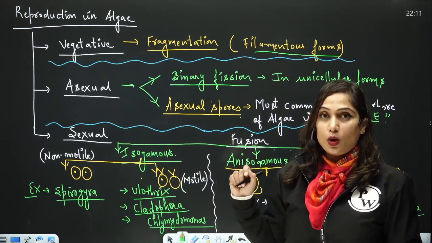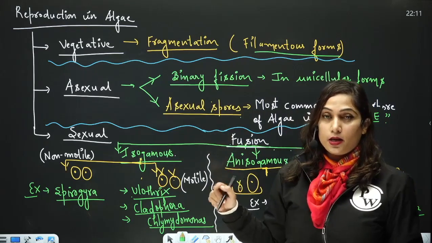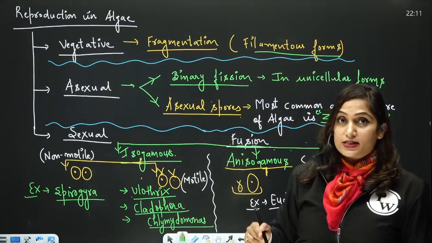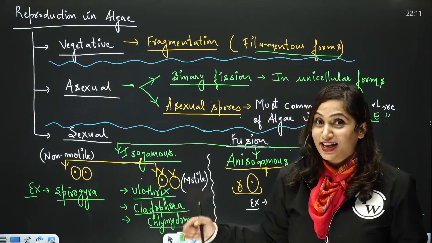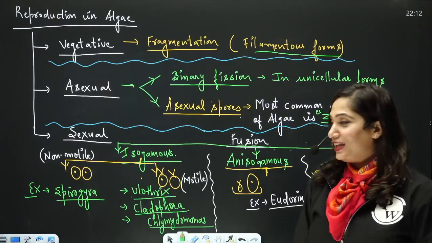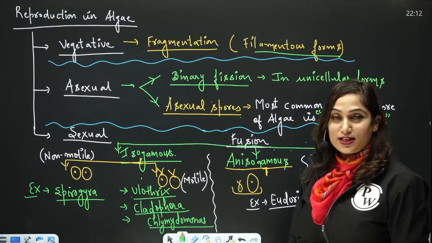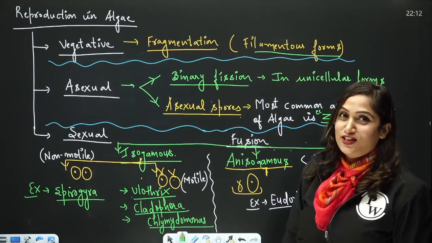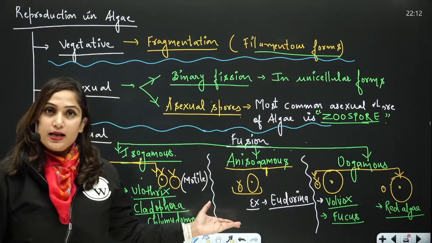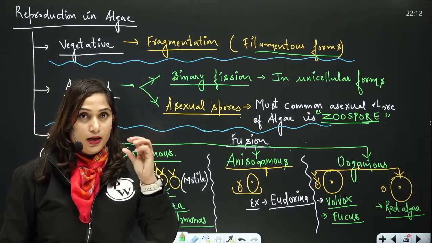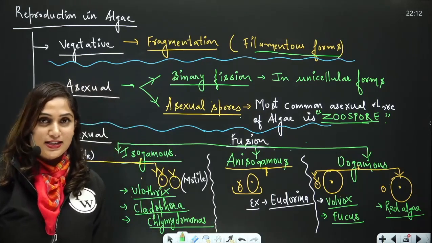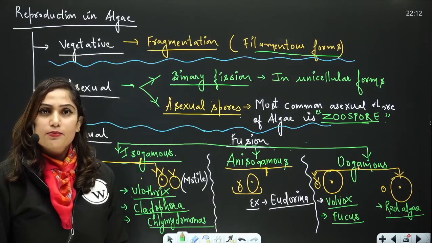Spirogyra has: option 1, similar flagellated gametes; dissimilar non-flagellated gametes; similar flagellated or dissimilar non-flagellated. What would be your answer? Spirogyra has similar gametes, but they are non-flagellated or non-motile. Ulothrix, Cladophora, Chlamydomonas have similar gametes, but flagellated or motile. So this is isogamy. In anisogamy, the male gamete is smaller and the egg cell is bigger in comparison. And anisogamy is seen in Eudorina according to NCERT, and in various other forms also, in some species of Chlamydomonas also.